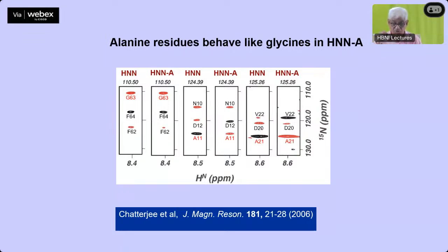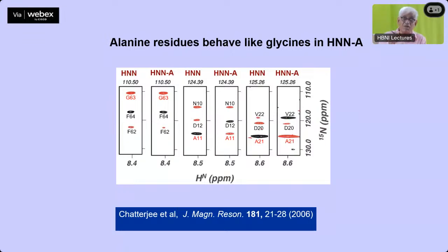In the 20, 21, 22 triplet, A21 is in the middle and is positive, and the two sequential ones are negative. This is like the normal three-residue triplet without a glycine. But now, when I make this modification in the pulse sequence, it has become negative, negative, positive. The middle has become negative, like a glycine, the one on the left becomes negative, and the one on the right becomes positive. This is like a typical glycine pattern when there is a glycine.